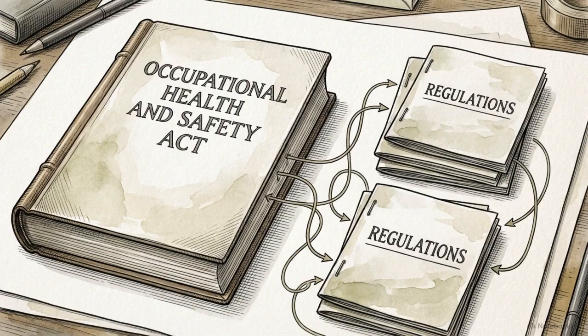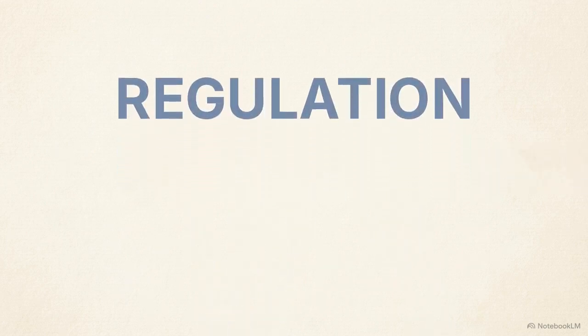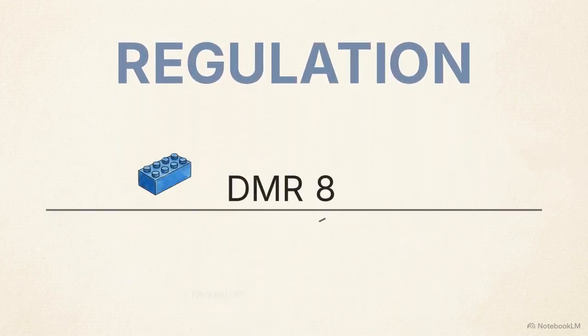Acts set broad legal principles, while subsidiary legislation, known as regulations, enforces those principles with detailed guidelines. Because regulations operate differently than acts, they use an entirely different structural vocabulary. When citing a regulation, we abandon the term section completely. Start with the regulation's acronym and main number, like DMR 8.